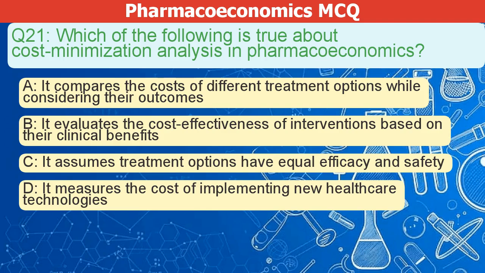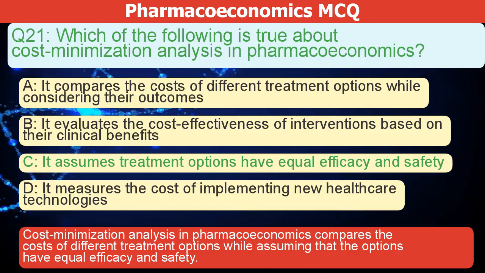Which of the following is true about cost minimization analysis in pharmacoeconomics? A. It compares the costs of different treatment options while considering their outcomes. B. It evaluates the cost effectiveness of interventions based on their clinical benefits. C. It assumes treatment options have equal efficacy and safety. D. It measures the cost of implementing new healthcare technologies.